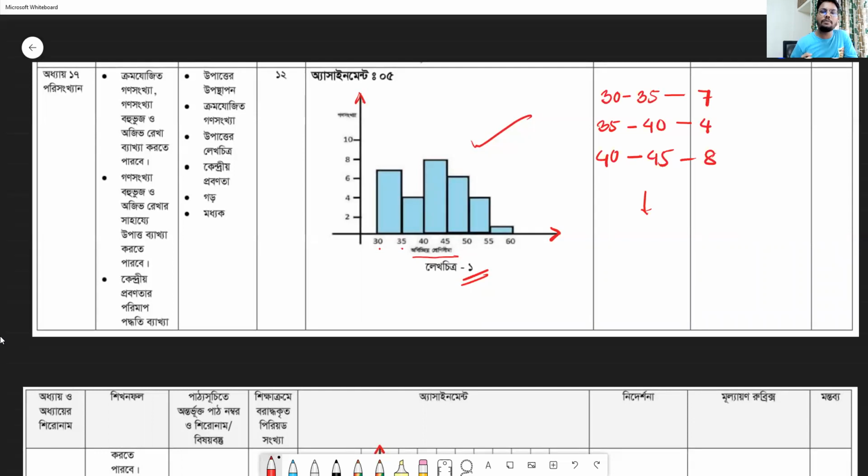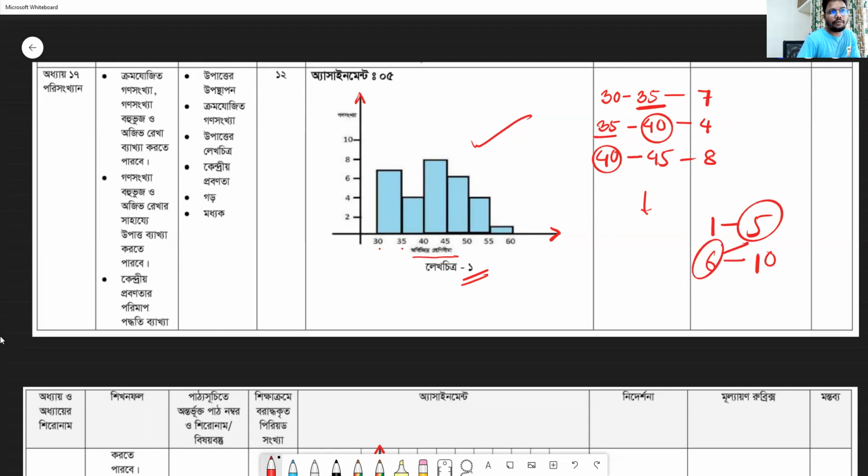This class interval must be a continuous class interval. First, we have to know what a continuous class interval is. Continuous class interval means the first class interval is completed at 35, so the second class interval starts from 35. The second one is completed at 40, so the third one starts from 40. That means the upper value of the previous class is connected with the lower value of the next class. That means this is continuous. If we write 1 to 5 and 6 to 10, they are not continuous because they are not connected.